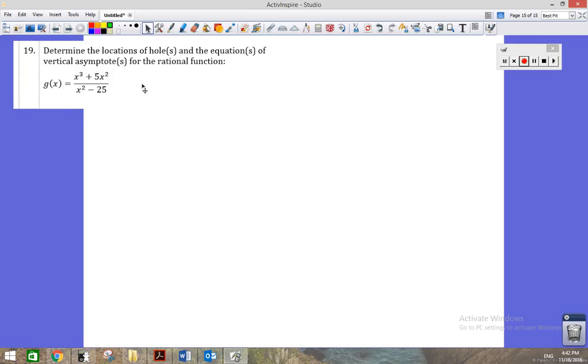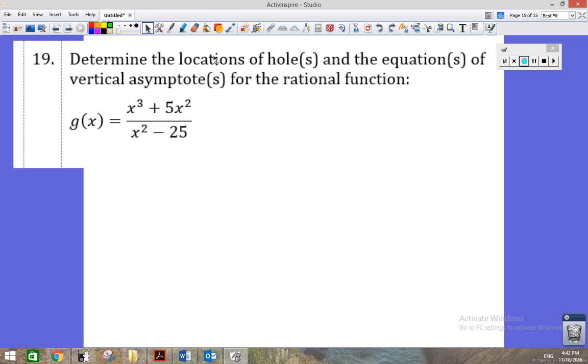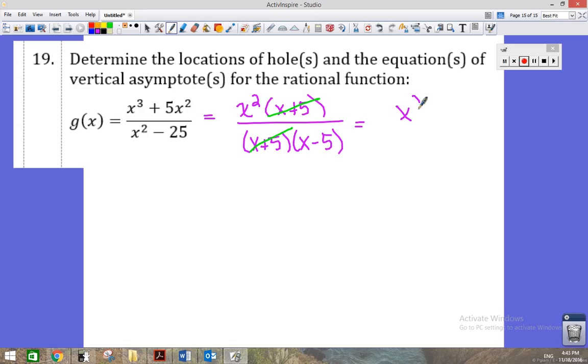So we need to factor both the numerator and denominator. X squared is common to both here, and when I do that, I have x plus 5. And in the denominator here, x squared minus 25 factors to x plus 5 times x minus 5. So I can see that this factor of x plus 5 divides with this factor of x plus 5 to give 1. So this reduces to x squared over x minus 5.